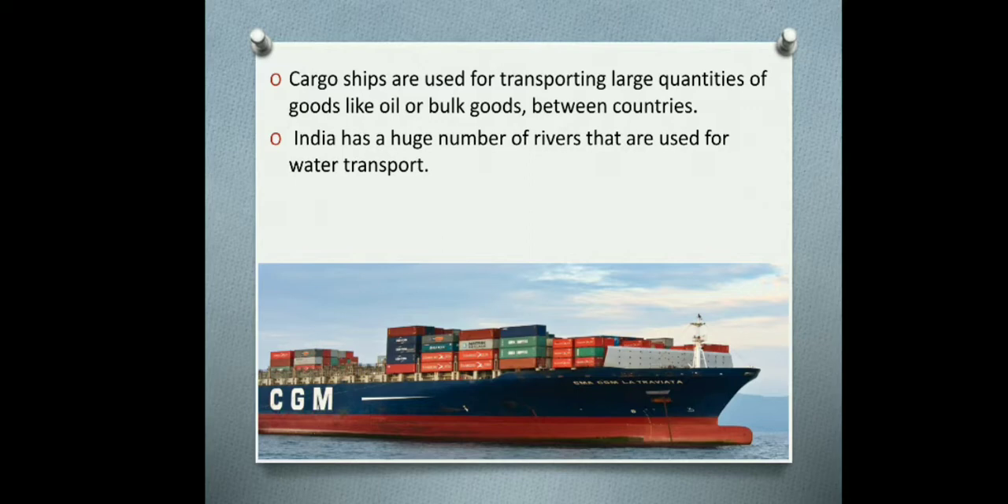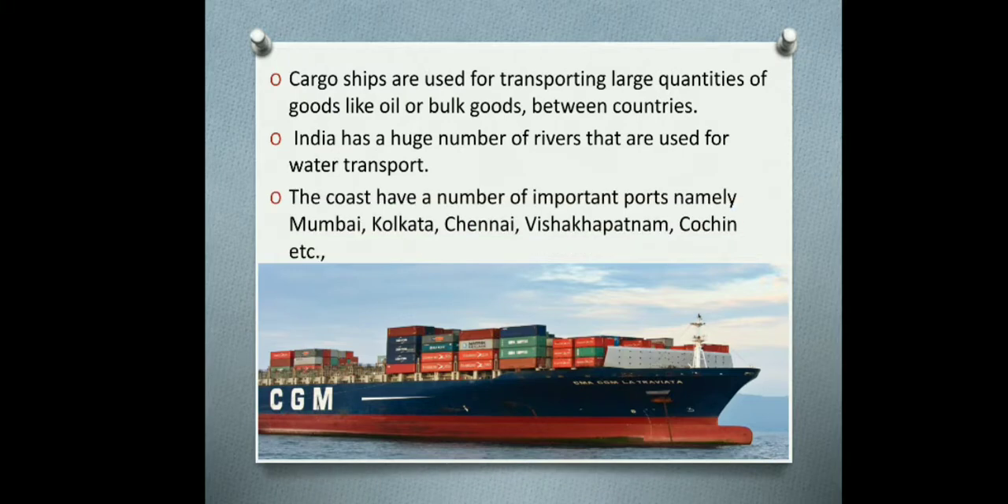India has a huge number of rivers that are used for water transport. The coast has a number of important ports, namely Mumbai, Kolkata, Chennai, Visakhapatnam, Cochin, etc. There are 187 minor ports along the coastline of India.